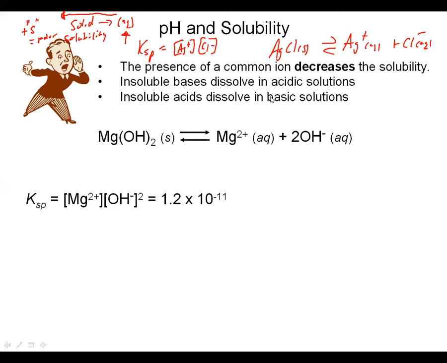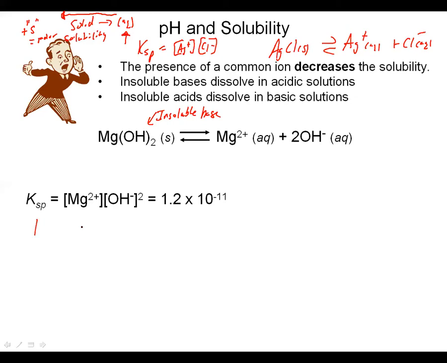To illustrate this, look at this equilibrium here, which is our magnesium hydroxide, obviously an insoluble base. It will set up this equilibrium, and we can write our KSP expression as we see down here on the left. The KSP equals the magnesium ions times the hydroxide ions squared, equals 1.2 times 10 to the minus 11. And we can figure out the solubility by doing a problem like we've done earlier.